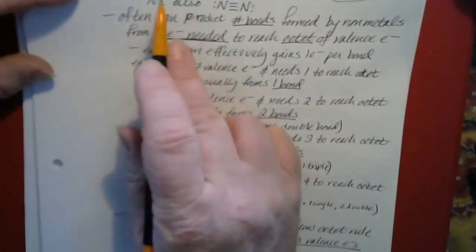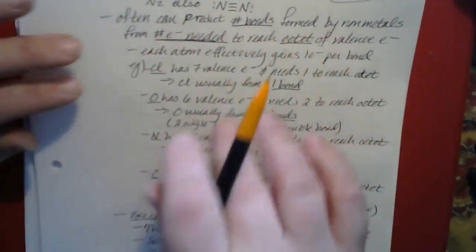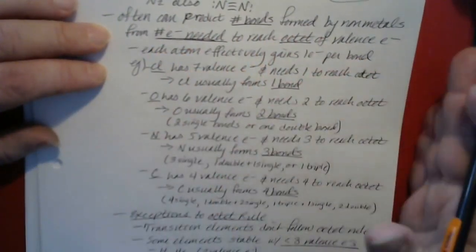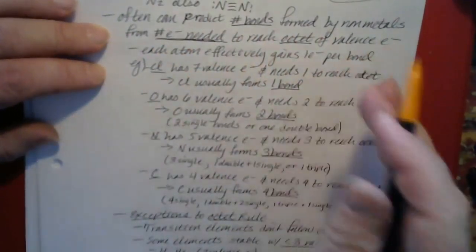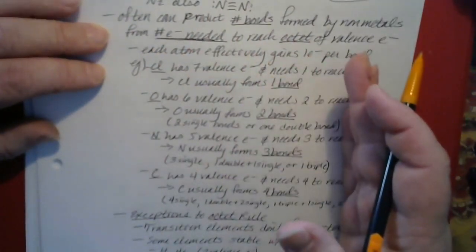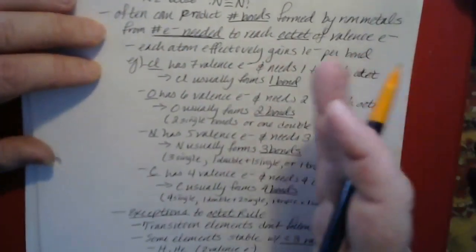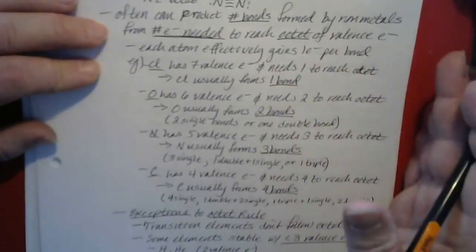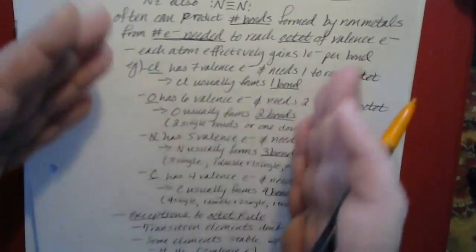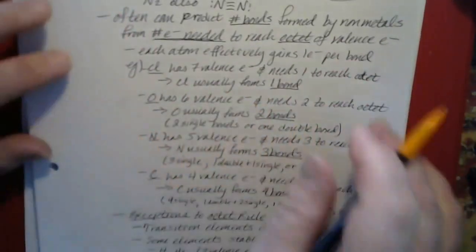Okay, so like I showed in the last couple of examples, you can often predict how many bonds will be formed by a nonmetal from the number of electrons needed to reach an octet. Because like I said, generally, when you form covalent bonds, each atom involved in the bond will gain 1 electron for each covalent bond. So if an atom forms 1 covalent bond with another atom, then each of those 2 atoms effectively gains 1 electron. If 2 atoms form a double bond, then each of those atoms effectively gains 2 electrons, and so on.